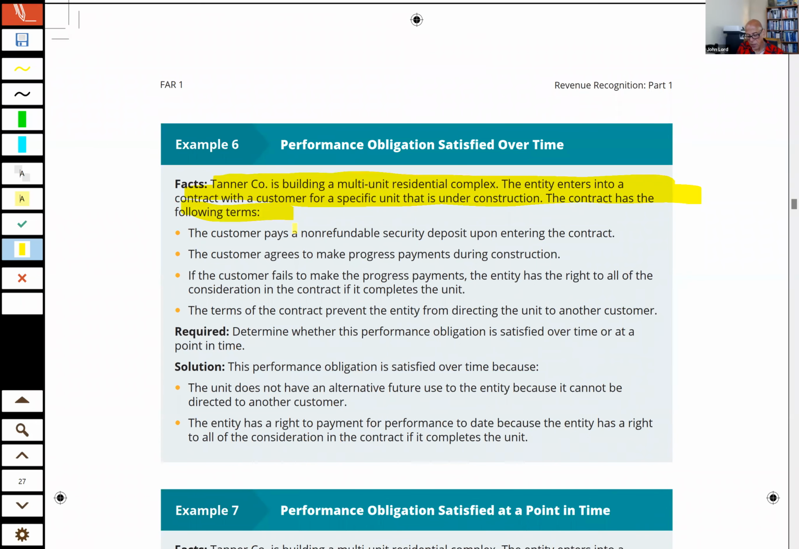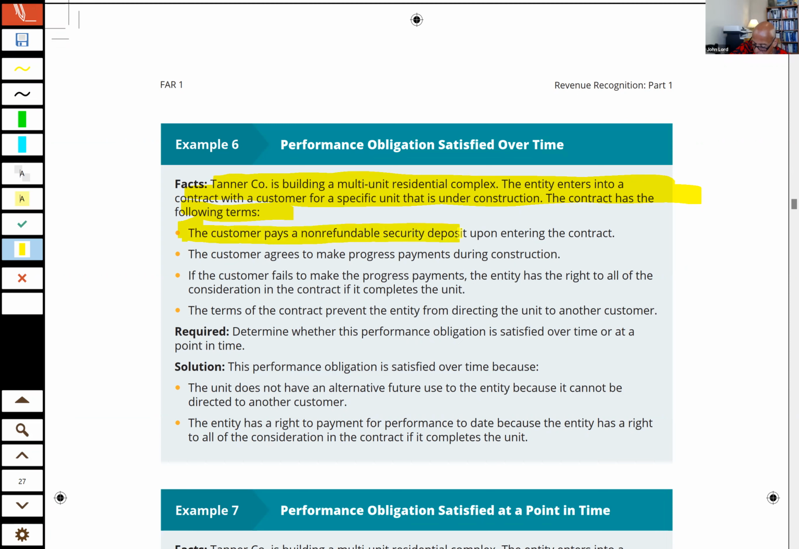Now I have a little problem because it's kind of hard visualizing this when it's a multi-unit residential complex. So I like the example, but let's get away from that and talk about a custom home. Let's say they're building you a custom home. You have the land, and you have hired somebody to come in and build this home for you. Let's say you have the following terms.